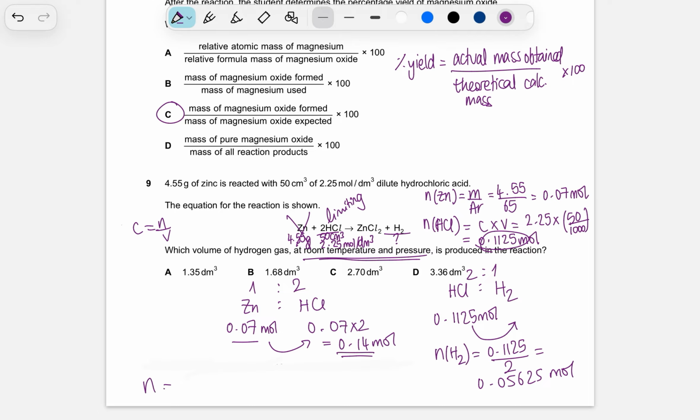And then finally, since we're calculating the volume of gas at room temperature and pressure, we can use the formula number of moles equals volume divided by 24. So volume of hydrogen will be number of moles times 24. Using this, it's 0.05625 times 24. So your answer will be 1.35 decimeters cubed. So your answer is A.